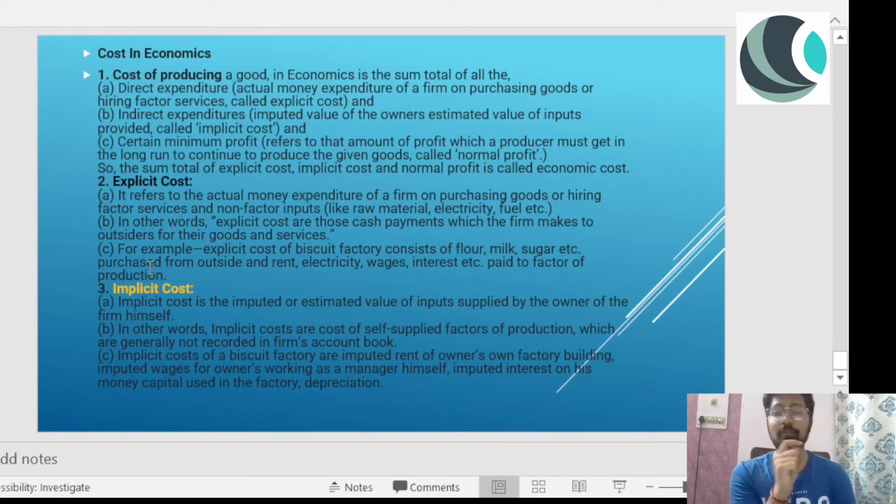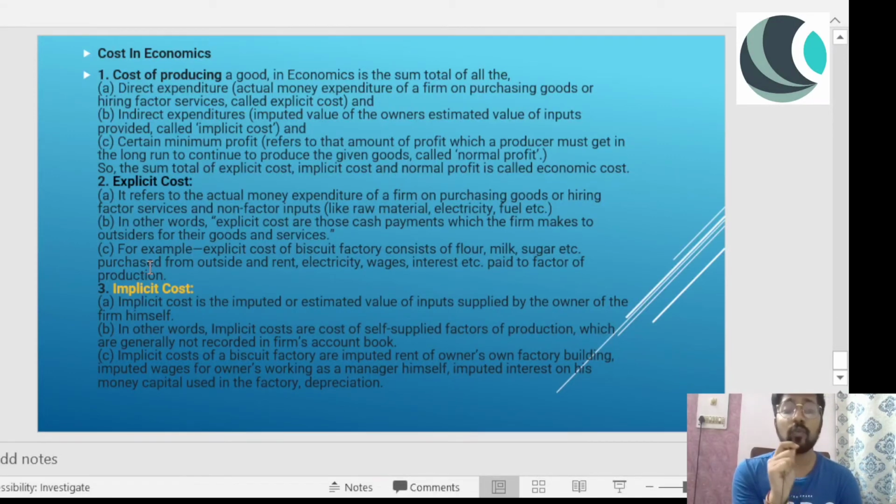Implicit cost is the imputed or estimated value of inputs supplied by the owner of the firm himself. In other words, implicit costs are costs of self-supplied factors of production, which are generally not recorded in the firm's account books. So you won't be recording that imaginary rent, right? You won't be recording imaginary rent that it would have been the rent of this place. Now, implicit costs of a biscuit factory are the imputed rent of the owner's own factory building. Because if I own the factory, there would have been rent. If I didn't own the factory building, I would have paid some rent. So that is implicit cost.